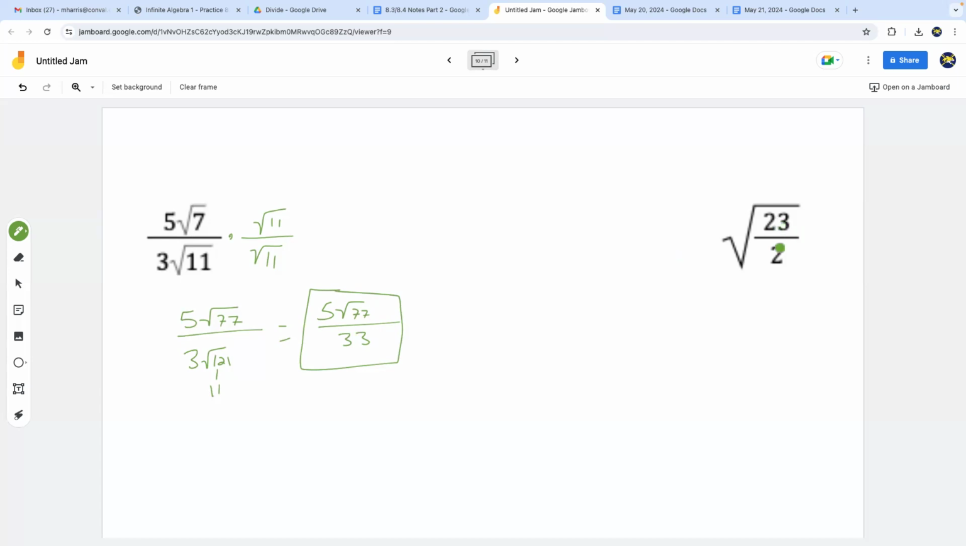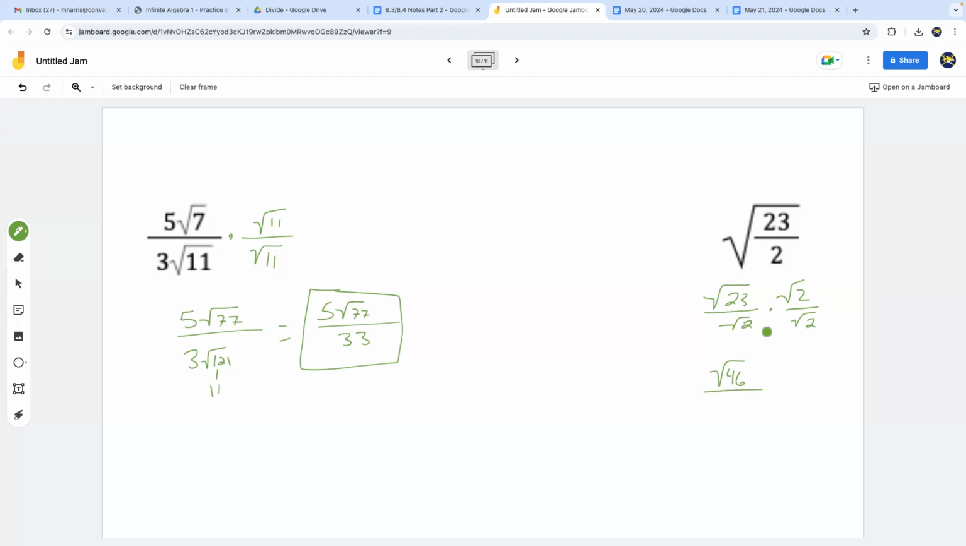Next, we have 23 over 2, and they're both under the radical. Well, if you remember the division property, this is technically root 23 over root 2. Oh, man, there's that radical in the denominator again. So let's multiply by root 2 over root 2. Okay. Root 23 times 2 is going to be root 46.